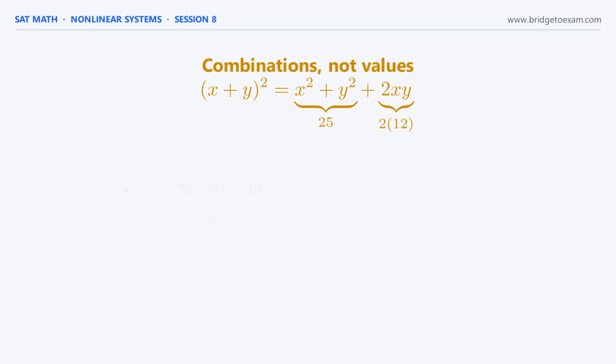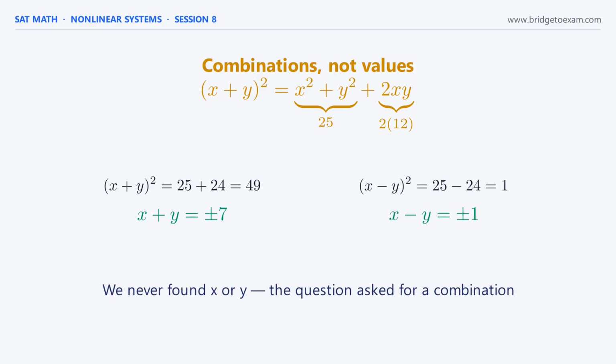Now, a family of questions the SAT loves, built entirely on the identities from Session 4. You're given the sum and the product, or the sum of squares and the product, and asked for a combination. The key identity, x plus y squared equals x squared plus 2xy plus y squared. So if x squared plus y squared equals 25 and xy equals 12, then x plus y squared is 25 plus 2 times 12, which is 25 plus 24, 49. So x plus y is plus or minus 7.